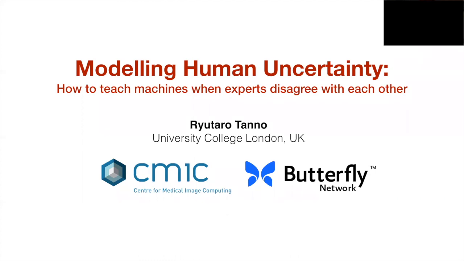I'm Ryu. I'm a PhD student with Danny, Alexander, and Antonio Comuniti. In this talk, I'm going to talk about modeling uncertainty of human annotators and how to use such information to learn more effectively from noisy labels and in the presence of large disagreement.